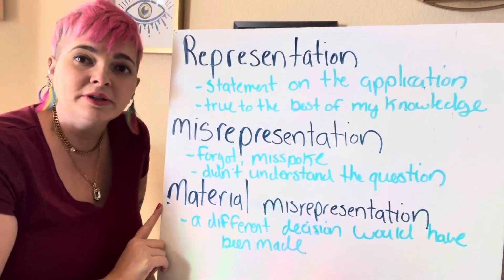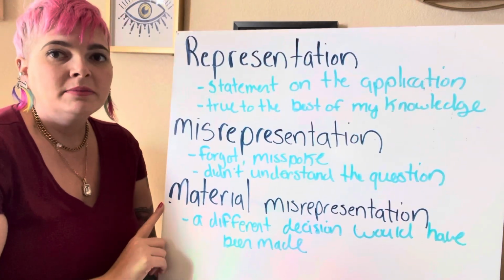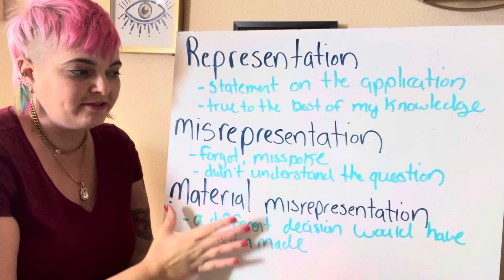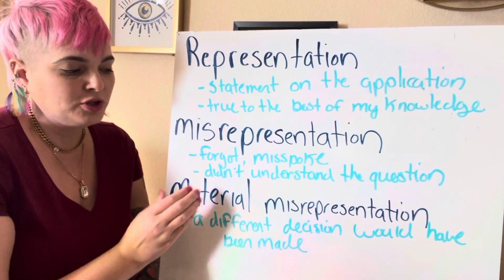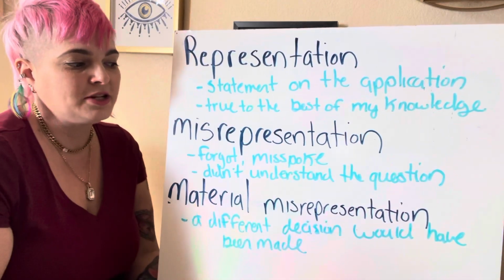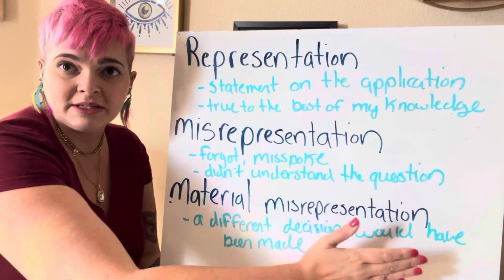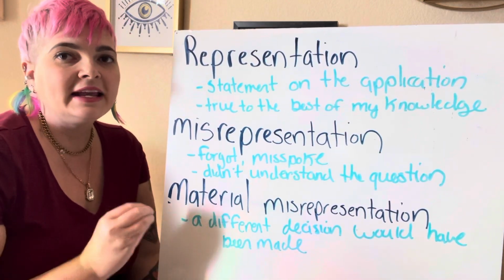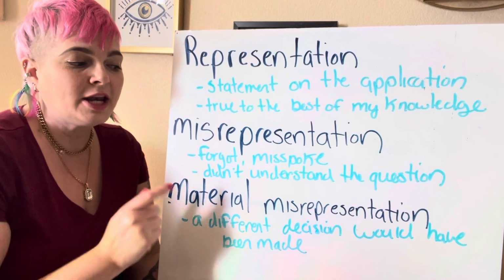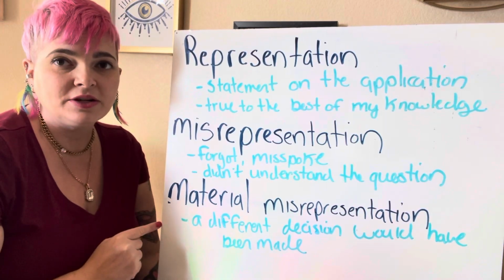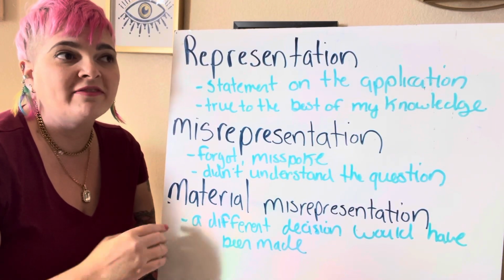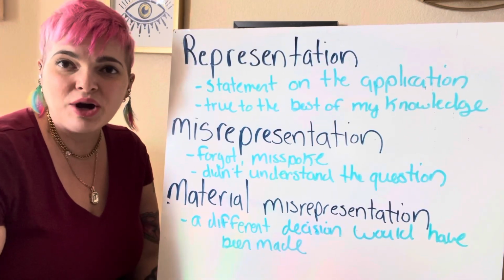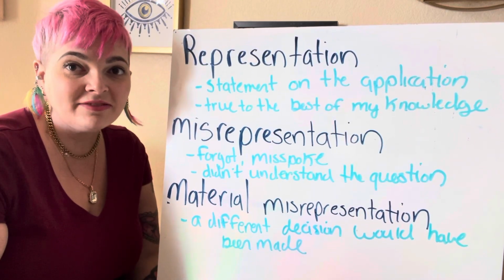Now, material misrepresentation. Material means important. When you think about the word material, think very, very important. So when you see material misrepresentation, they're saying very important misrepresentation. What makes it important is that if the insurance company had known about this material misrepresentation, they would have made a different decision. I like to think about the TV show 90 Day Fiancé.